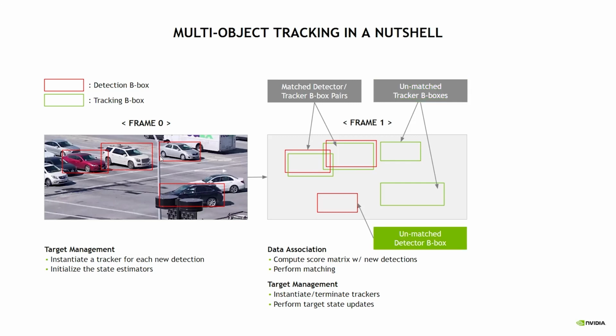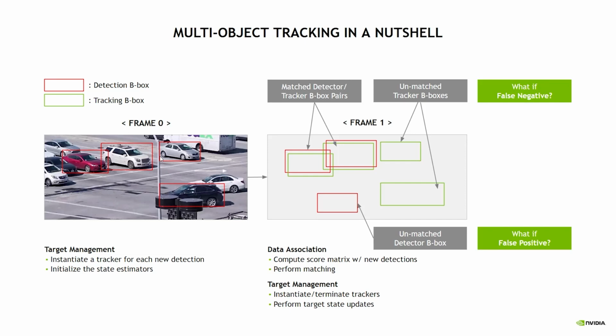Some detector bounding boxes may not have corresponding targets. Then these would be put into unmatched detector bounding boxes. Because there are no corresponding targets, these are considered as new objects. The target management module would instantiate target trackers for them.